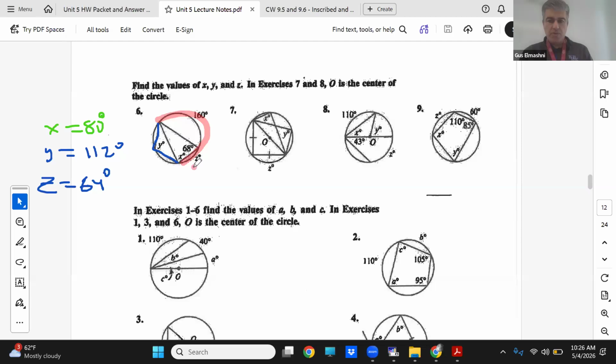Okay, so here's the deal. I know this is a right angle, because it's intercepting a semicircle. I know Z is going to be 90, because it's going through the center. So you're intercepting that. So Z is 90.